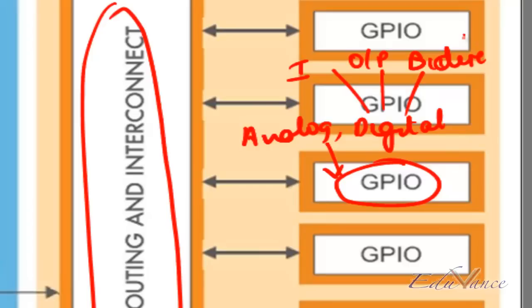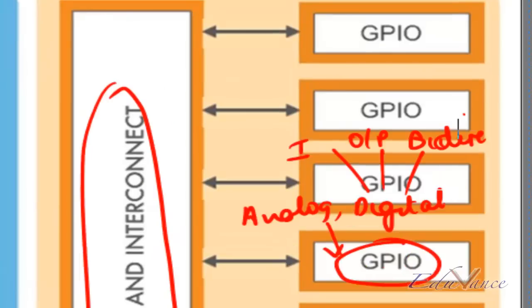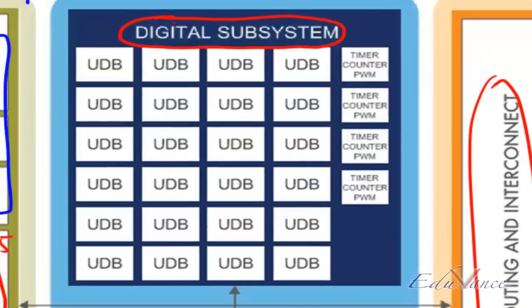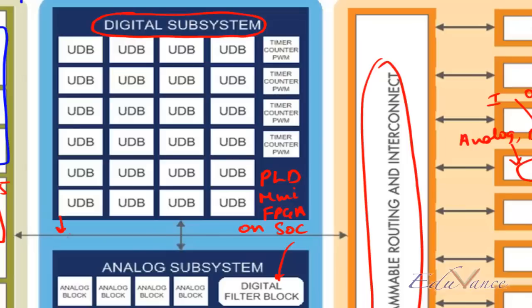So there is a lot of capabilities. We will understand each of these capabilities as we move forward. And the last thing that you have in a PSoC is the digital subsystem. Now this is like a programmable logic device. So it's like a mini FPGA on the SoC. You can model PWMs, UART, counters, all using these UDBs, and we will see this example as part of a future lab.